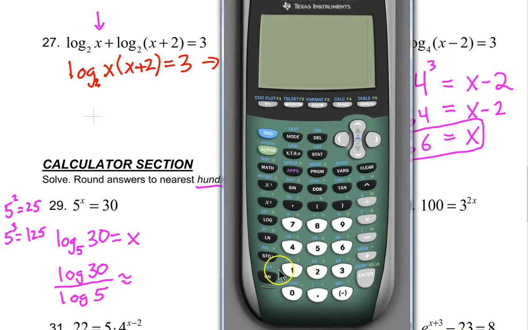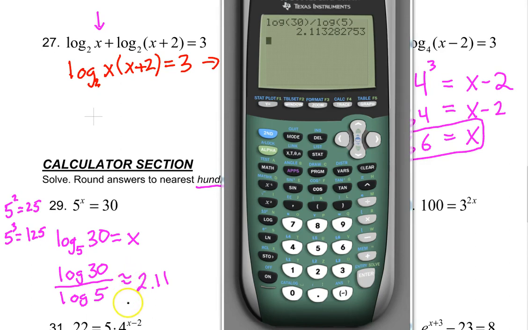So we'll have log of 30 divided by log of 5. And round this to the nearest hundredth. Tenths is here, hundredths is right here. So the 3 will keep this at a 1. So this will be 2.11, 2 and 11 hundredths, approximately.